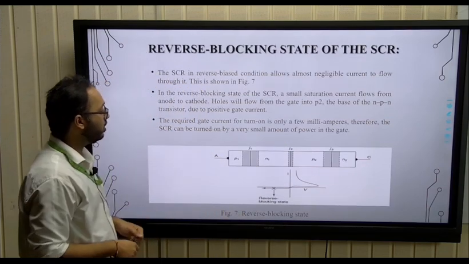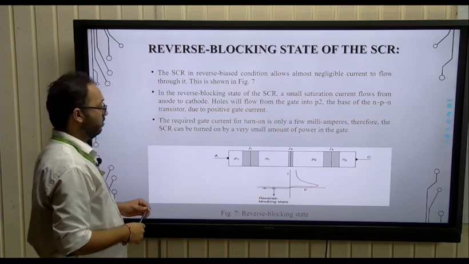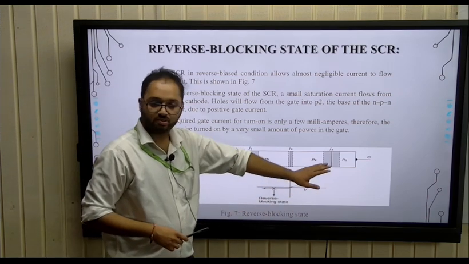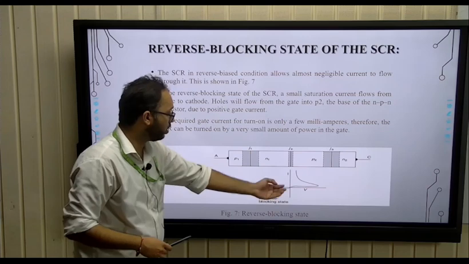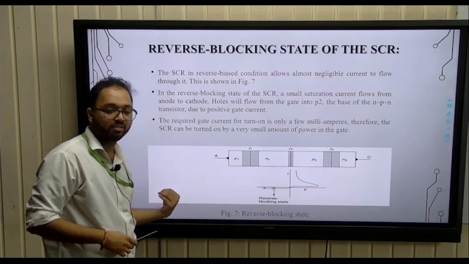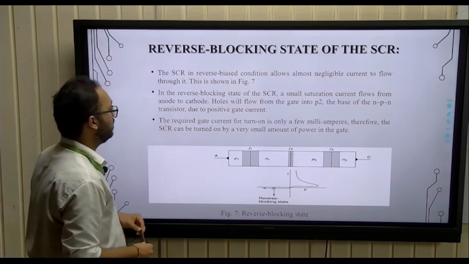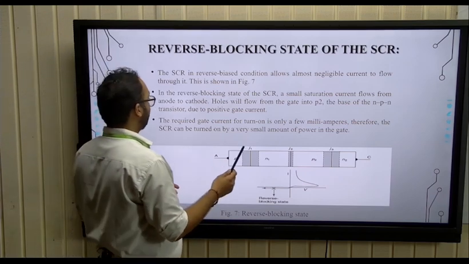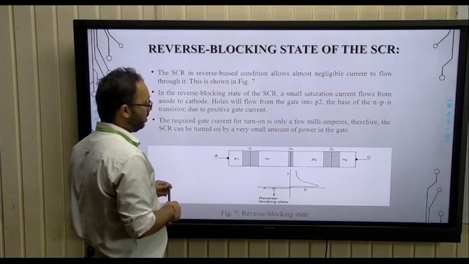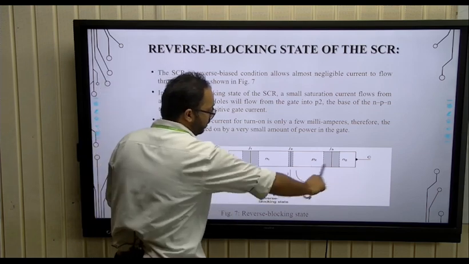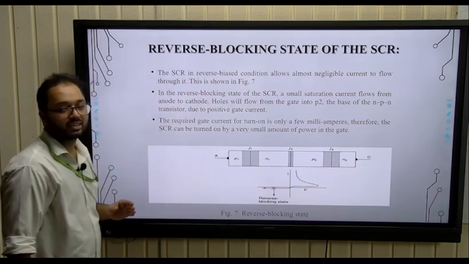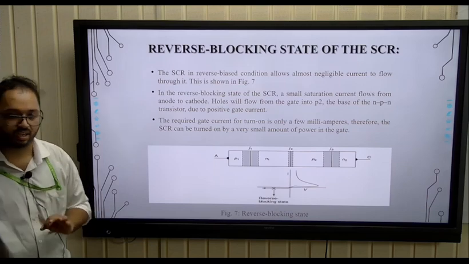Now, we have known about the forward bias. This section is complete. Now we talk about when we are coming into the reverse bias. Okay, so when we apply reverse bias, a small saturation current flows from anode to cathode. Okay, that one current flowing from anode to cathode is called reverse leakage current.